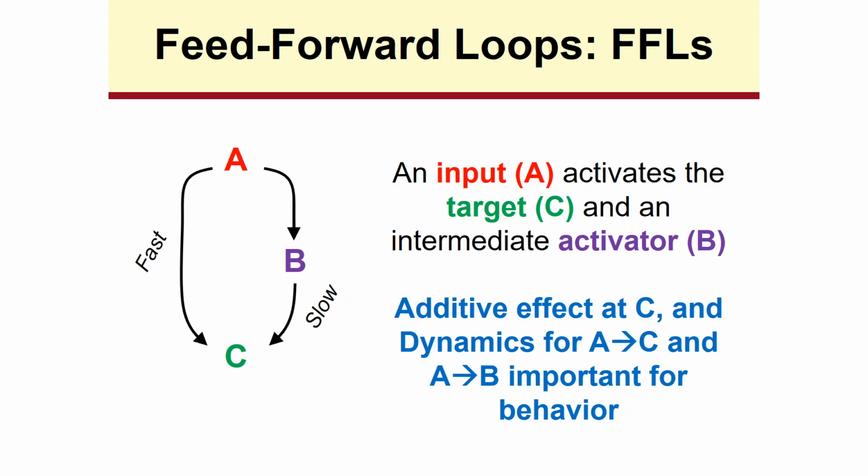I'd like to start this by showing you a feed-forward loop. In this case, we have a sort of AND gate where you need A and B together to produce C. And A also is producing B. So in this case, input A is activating both target C and the intermediate activator. The difference here is that the speed at which A is activating C is faster than the process by which A goes to B goes to C. That is slower.